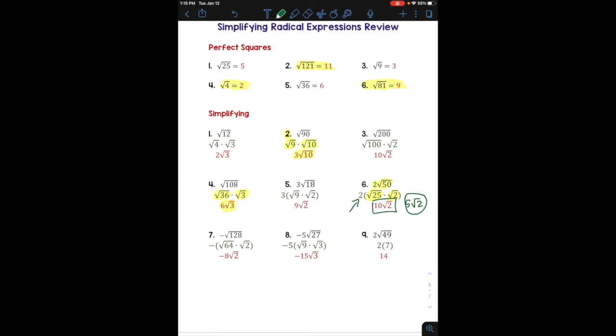And lastly, number 8, we're multiplying negative 5 times root 27. 9 is the biggest perfect square that goes into 27, 3 times. So we would be able to reduce that to 3 root 3. And when we multiply the expression by negative 5, we would get our answer of negative 15 root 3.